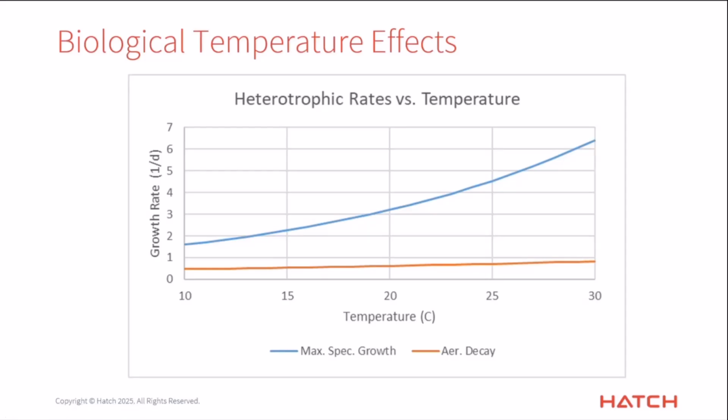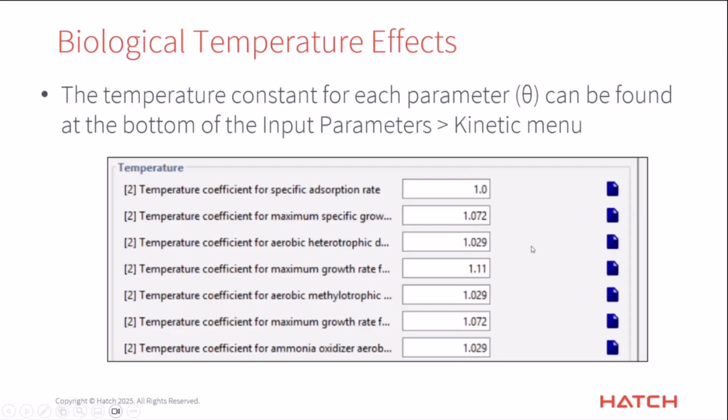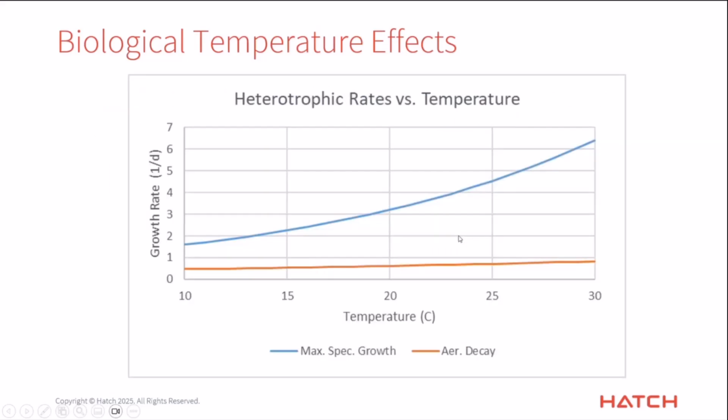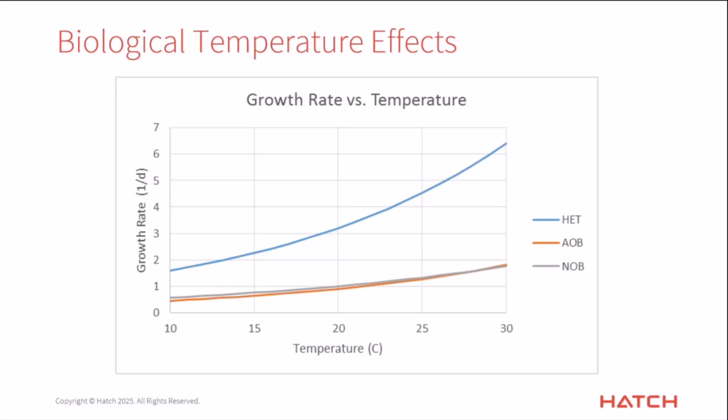It's a lower value. And the difference between these two, as you may remember from that previous slide there, the growth rate is more sensitive because it has a higher value, 1.072 versus 1.029 for the decay rate. Now, I've plotted again that same information here, the maximum specific growth rate of the heterotrophs in blue.